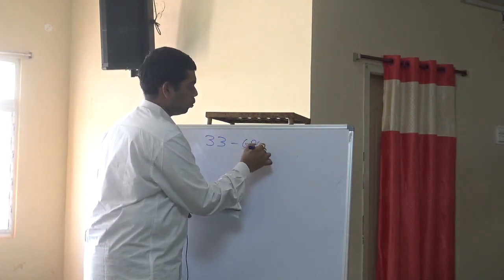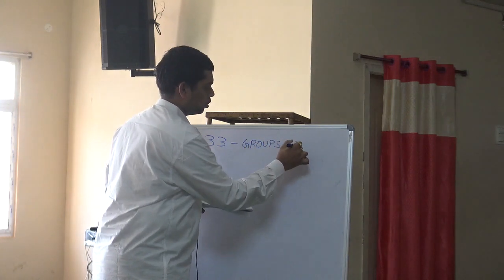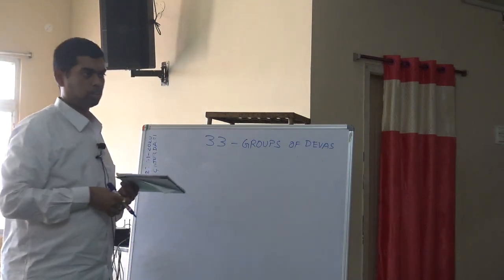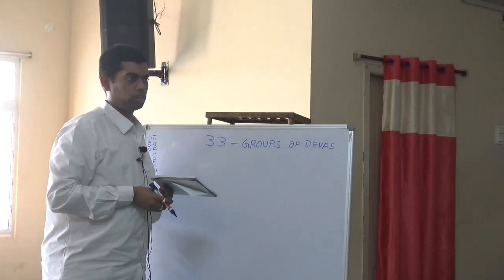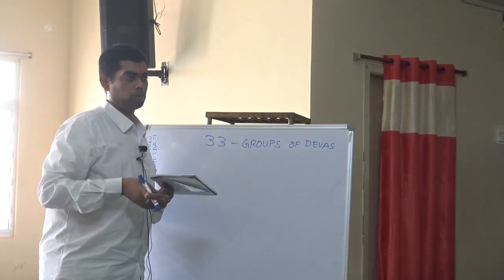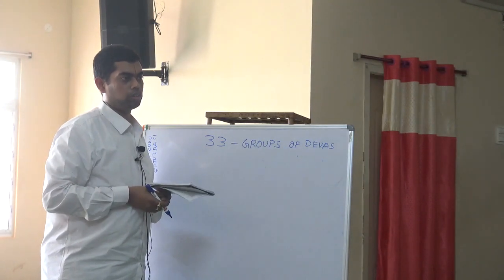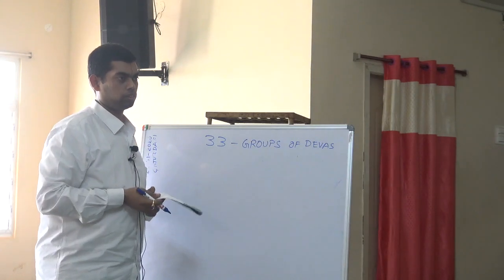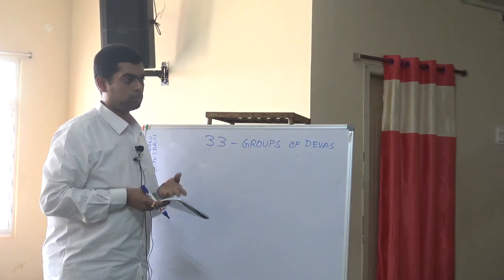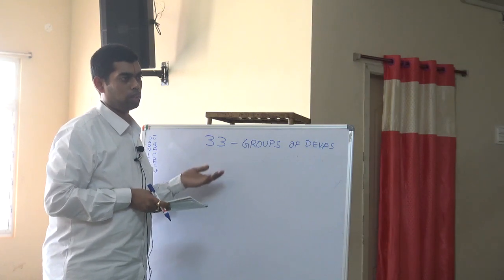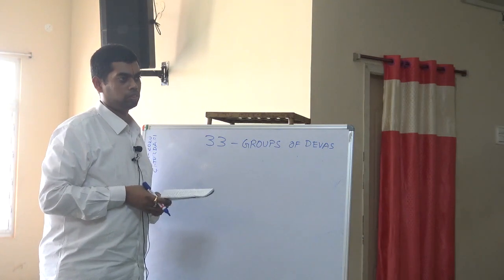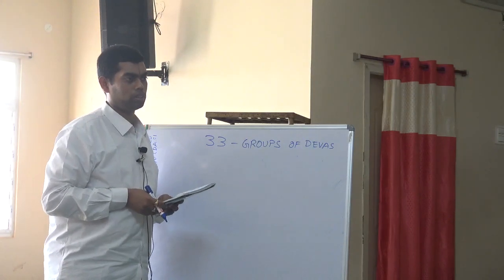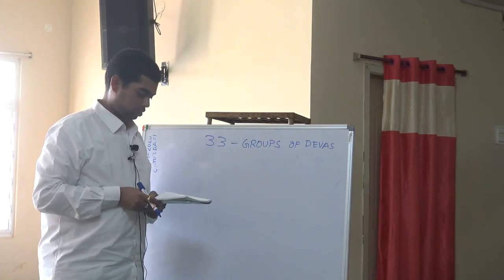There are 33 groups of devas: 12 adityas, 11 rudras, 8 groups of vasus, and 2 ashwins. So the total is 33. And you can see this also from the teachings of Pythagoras, the same number. So this has a universal significance.